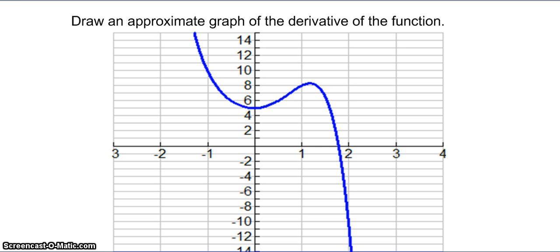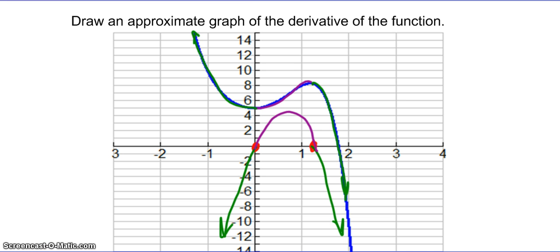Okay, draw an approximate graph of the derivative of this function. As usual, there are many correct answers, however there are certain things that must be true. So draw what you think is a graph of the derivative, unpause when you're ready to check your work.